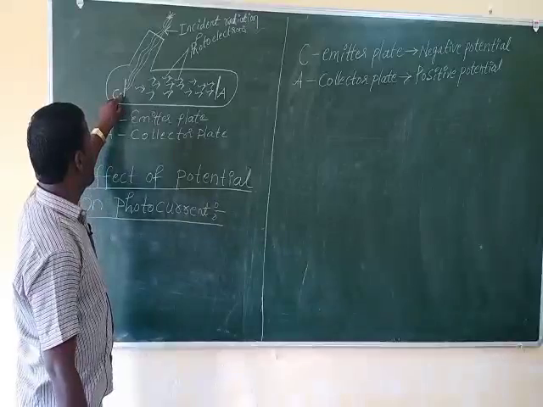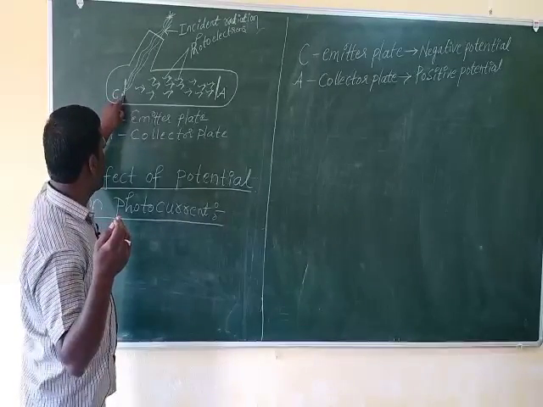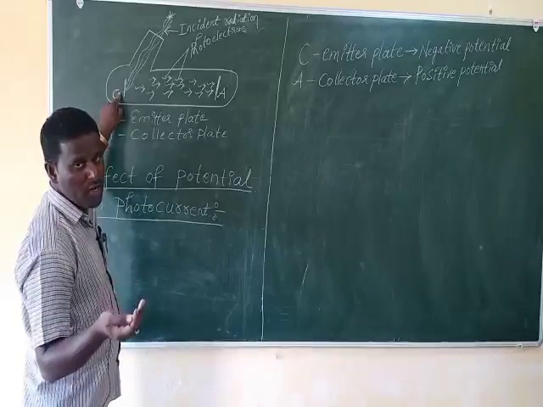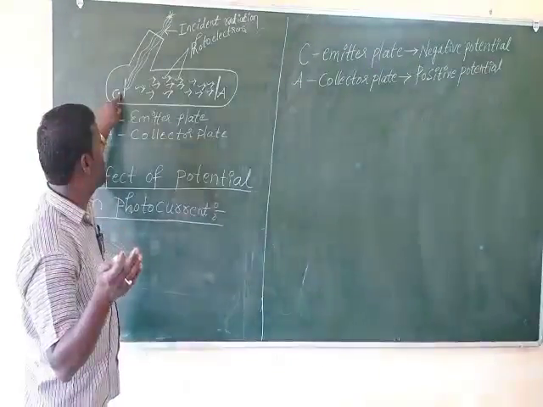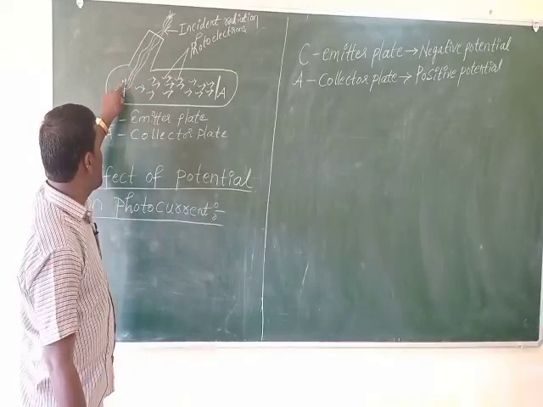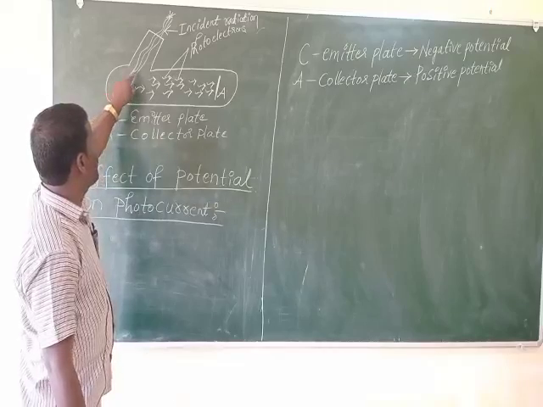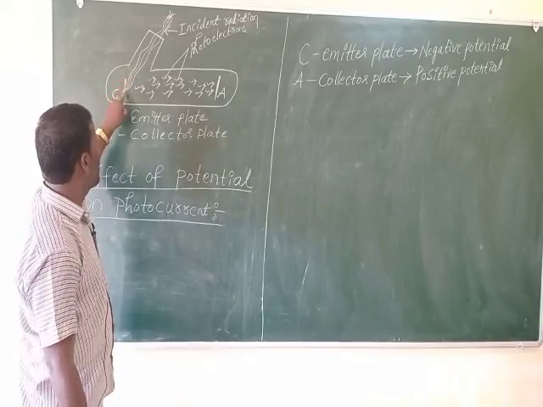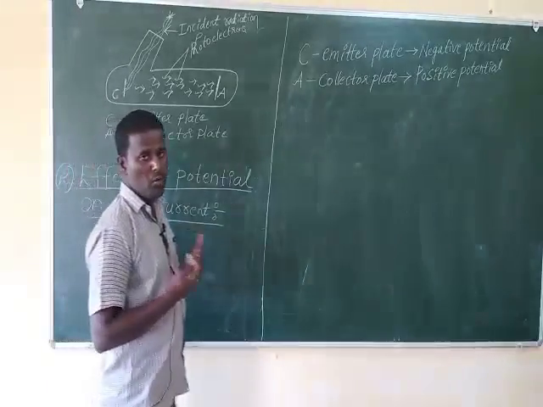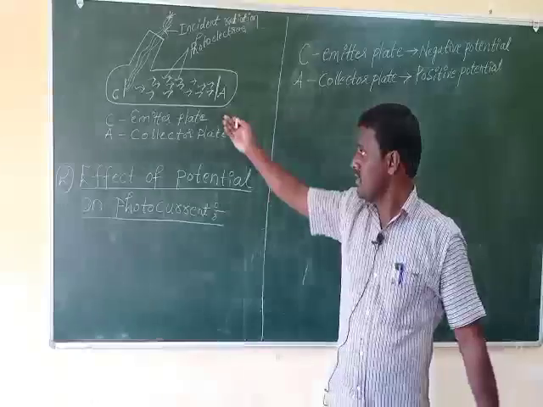See, for one more reason, why are the electrons emitted from this plate C? It is called the emitter plate because it emits electrons. Why are the electrons emitted? When the light is falling on the plate C, the electrons inside the plate absorb the energy of the light falling on it, and by absorbing the energy, the electrons are emitted out.